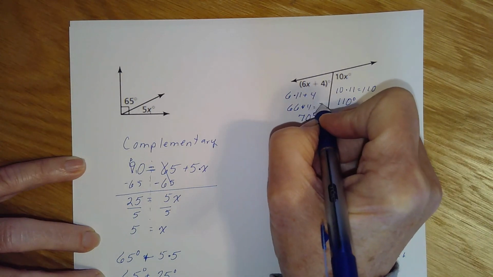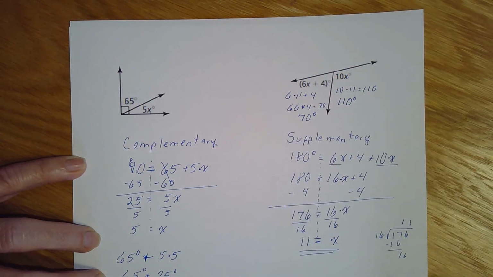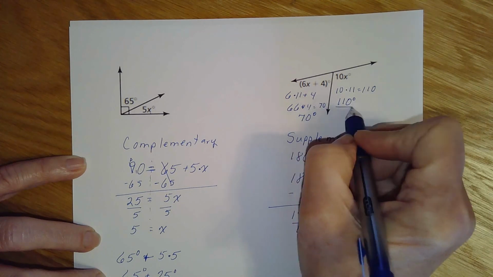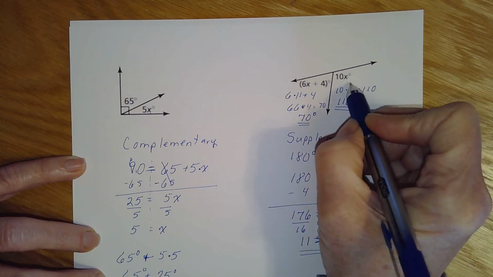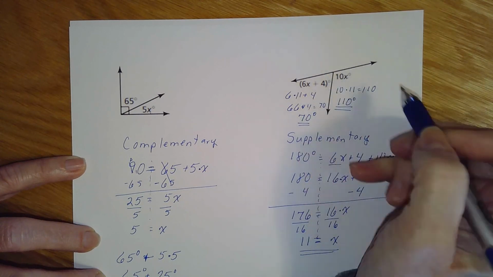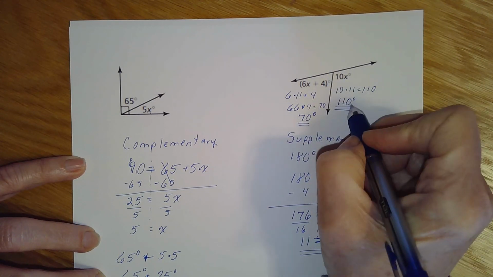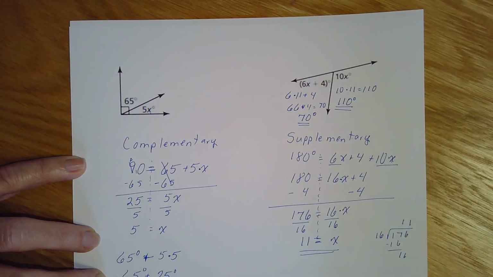And sometimes you'll be asked, what is the measure of each angle? When you do that, you come up and you substitute back into your original value, your original term, and you're going to come up with the number of degrees.